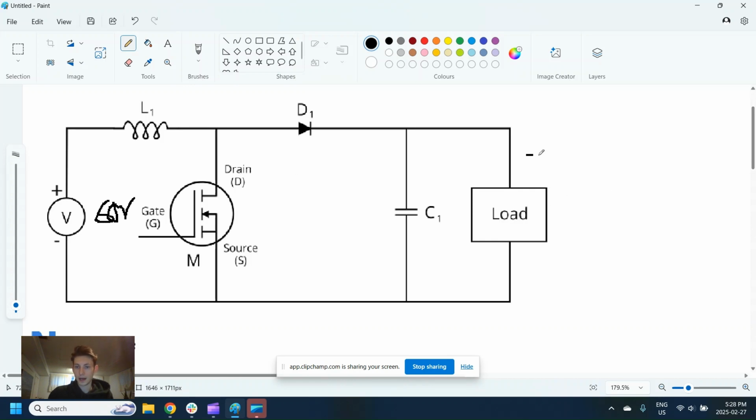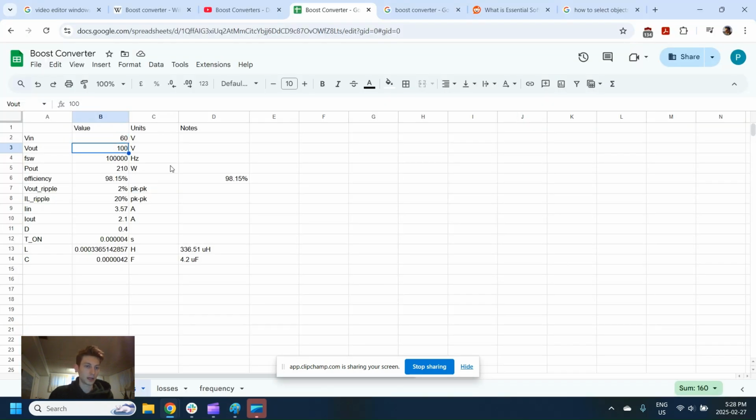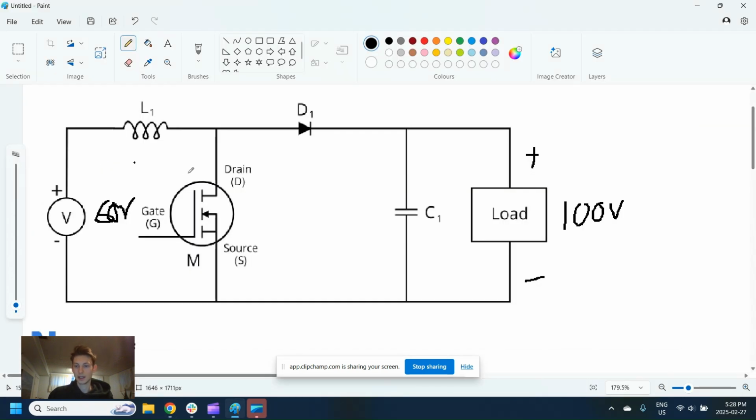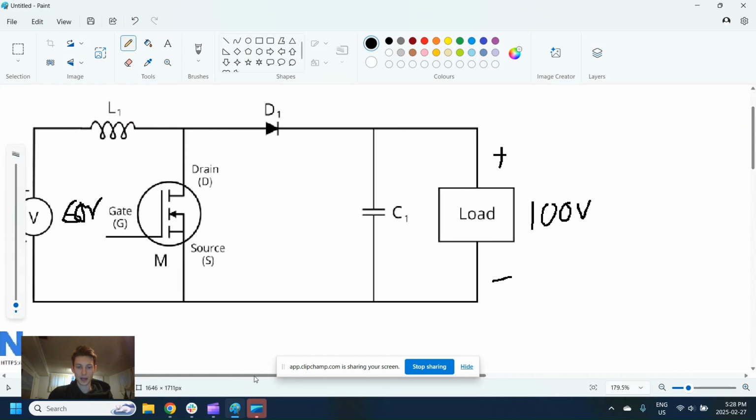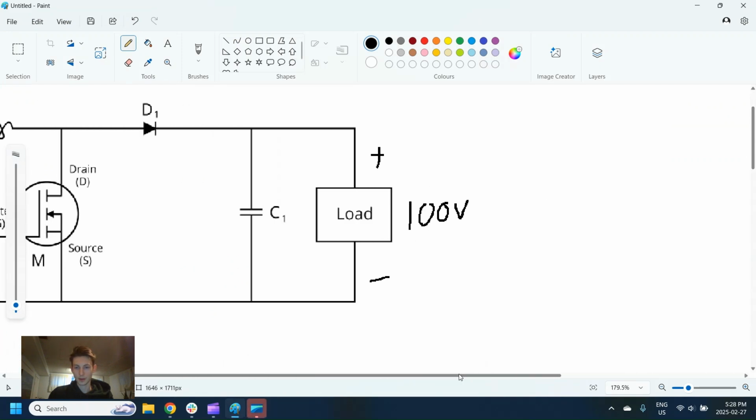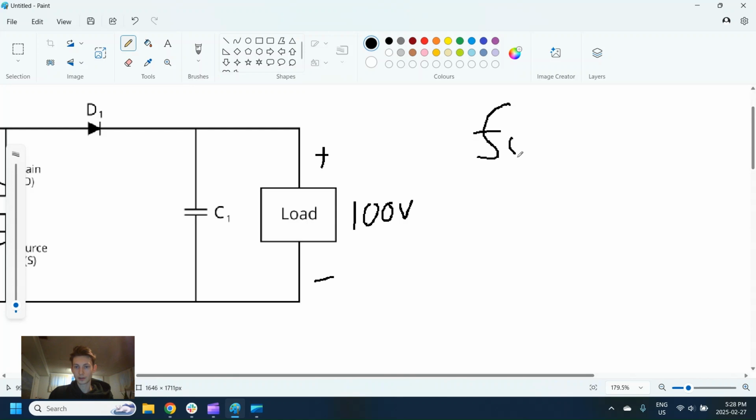We also have an output voltage, and we're going to assume 100 volts for now. This is not for any particular reason other than I want to have something boost up to 100 volts, and that way we can measure that. Our switching frequency is a little bit nuanced. A higher switching frequency means that you can use smaller components, but you're going to have greater losses due to the switching losses. 100 kilohertz seems to be a good level, so we're going to stick with that at 100 kilohertz.